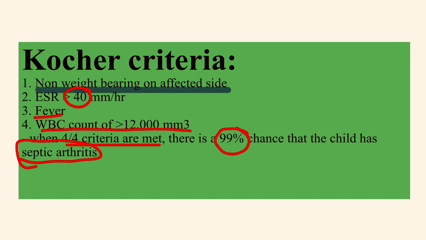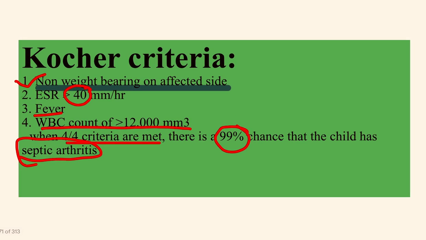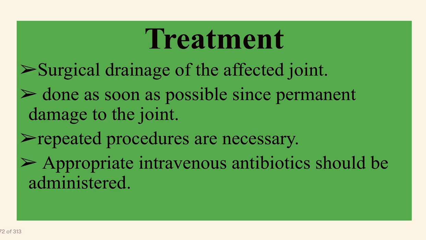And in this patient, we can see non-weight bearing is present in this child. ESR more than 40 is also present, fever present, and WCC about 18,000. So it is also true. That means the 4 Kocher criteria are present, so it is in favor of septic arthritis.